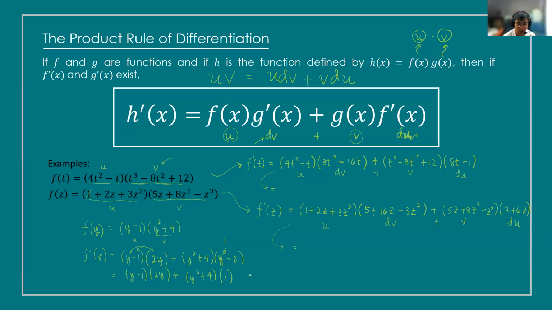Okay, so this would give us 2y squared minus 2y. Again, the other term is times 1 ra. Again, take note also of the plus sign. So this is only y squared plus 4. Same ra, di ba? So next is you combine similar terms. 2y plus y squared is equal to 3y squared. The other terms have no other terms presented in the equation, so the final answer would be 3y squared.